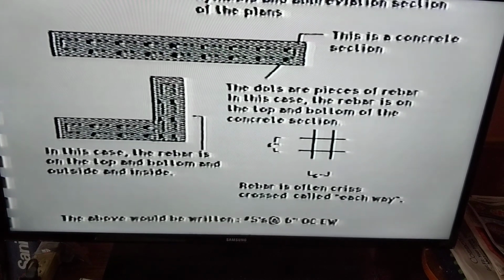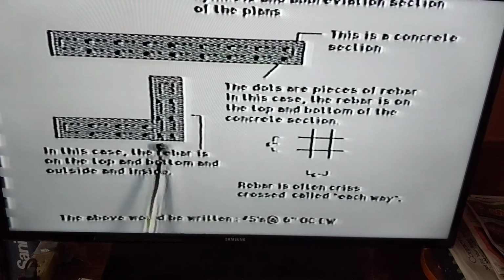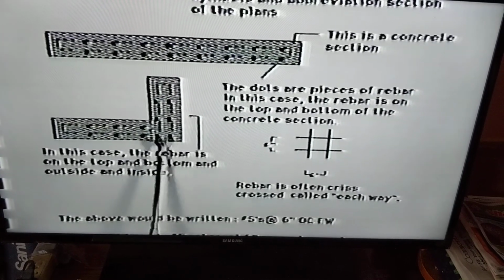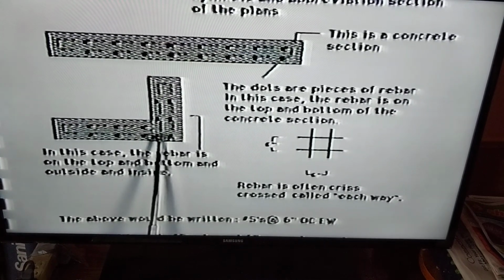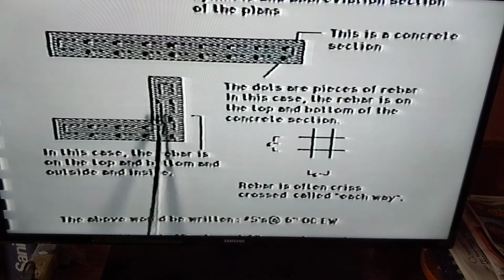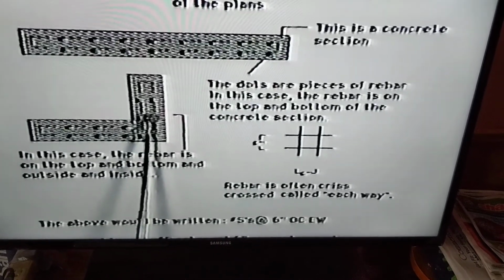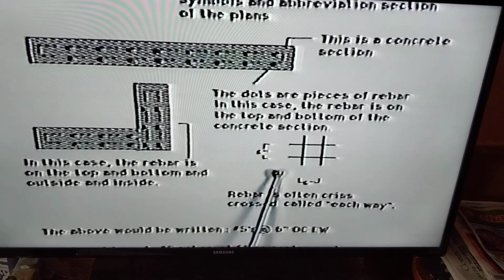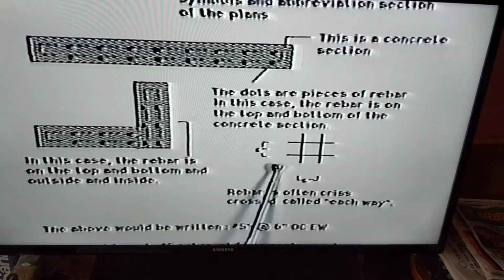Further on down the page, we have another type of concrete structure, and this is something that we are looking down at. And the dots represent the rebar. And sometimes rebar can be layered in something of a tic-tac-toe shape.